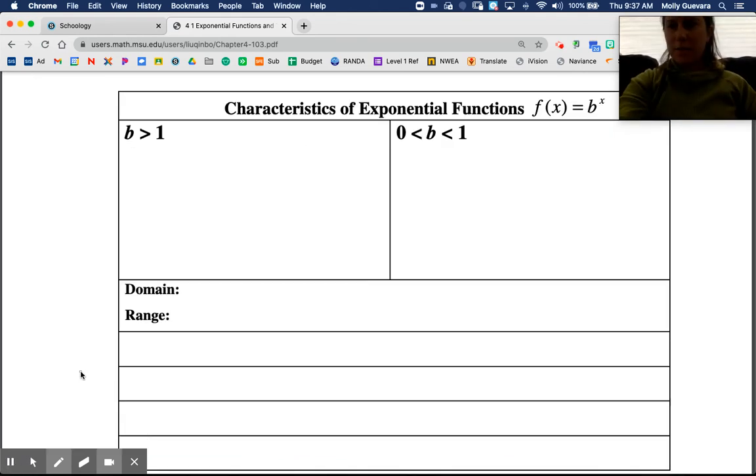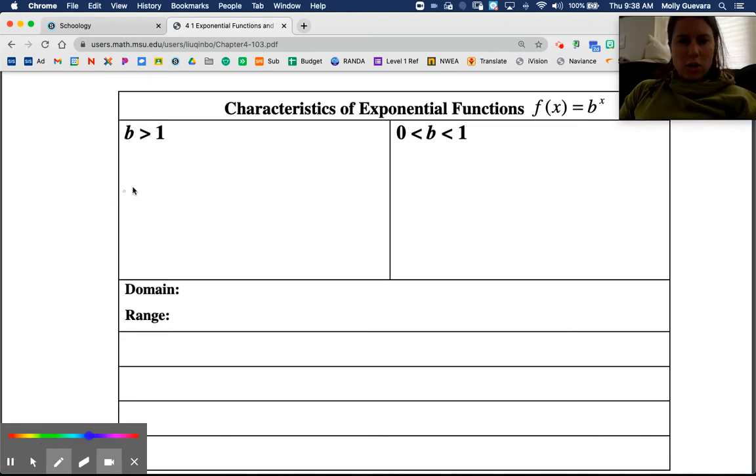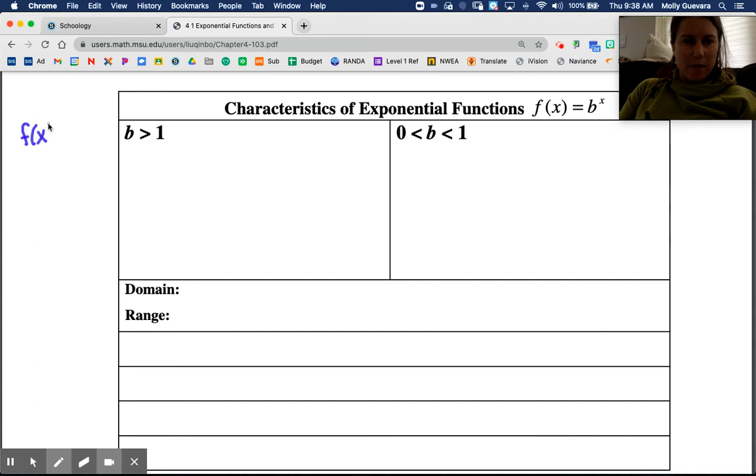Okay, so the last thing that we're going to talk about here is what did we notice that happened when b was greater than 1, like when we graphed the 2 to the x? And what did we notice that happened when b was less than 1, or between 0 and 1, like when we graphed the 1/2 to the x? So when b was greater than 1, that was like f of x is equal to 2 to the x. Or we also graphed y equals 3 to the x, right? Anything where b is greater than 1.